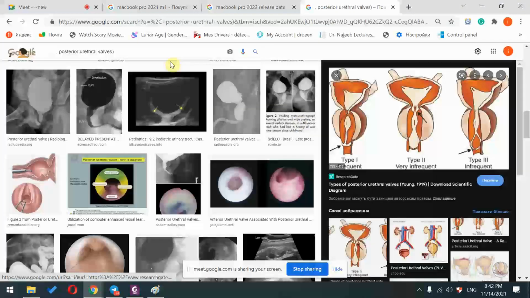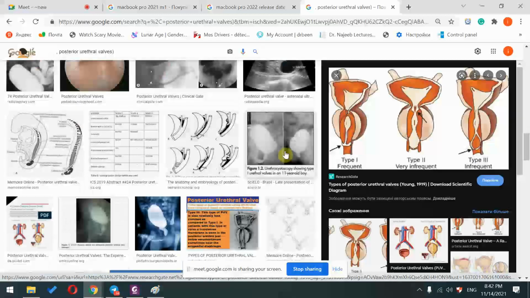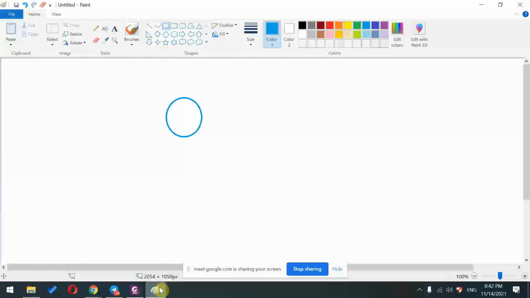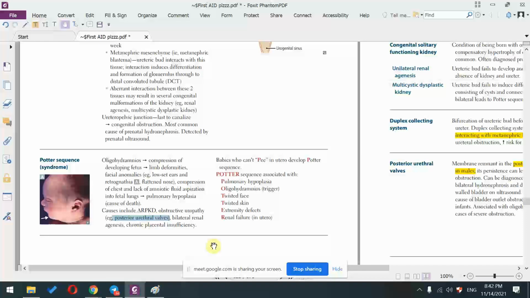But in this case, as you can see, it's horizontal. It should have been like this, but now it's like this, it's horizontal. So it will not shut down. If it will not shut down, that means that when you constrict your bladder, some urine will be going backward because it's straight into it, like horizontal. And the urine will be able to go up to the kidney, leading to hydronephrosis. Okay? So that's vesicoureteral reflux.